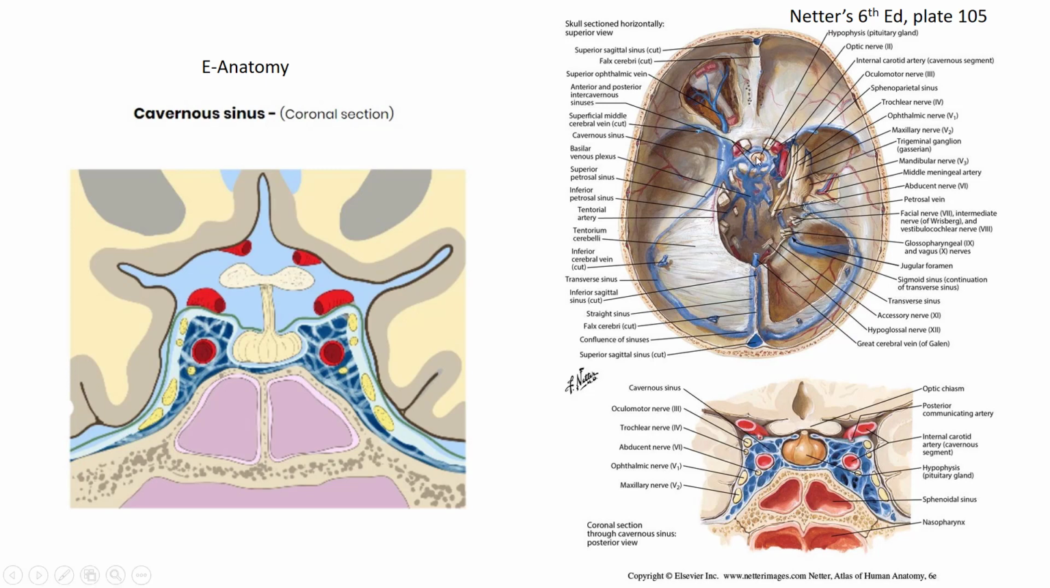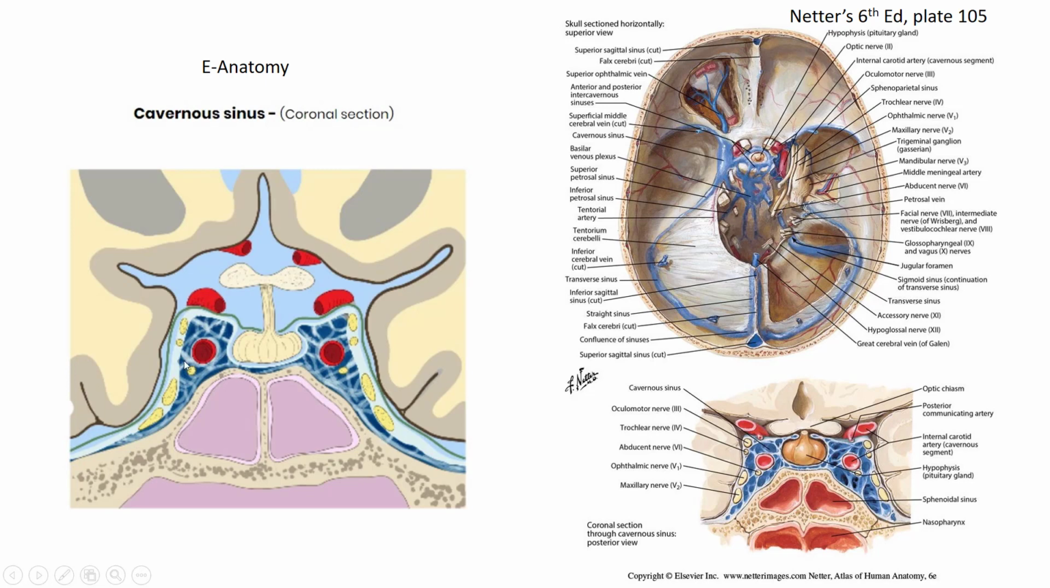Anteriorly here we have the pituitary gland and the optic nerve, as well as the internal carotid artery. So if you look at that from a coronal perspective here, and I've got it labeled here on the right, it's a little bit smaller, but this is a really nice view from E anatomy, and this is a similar one from Netter's. So you've got the optic chiasm here, and the infundibulum, the pituitary, the sella turcica, which is that bony saddle that the pituitary gland sits in.